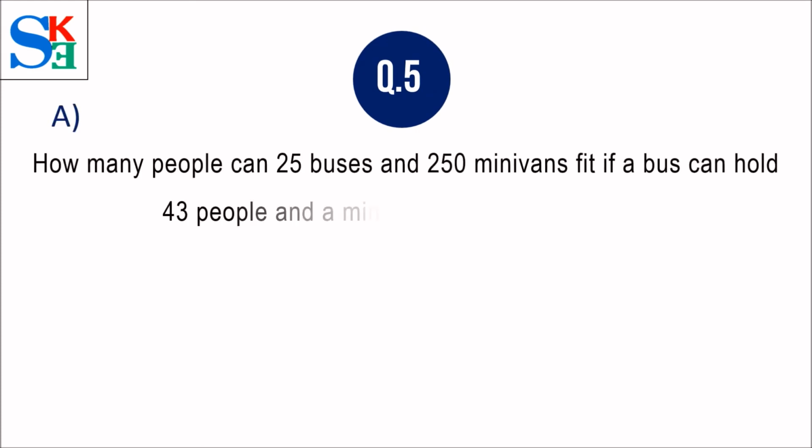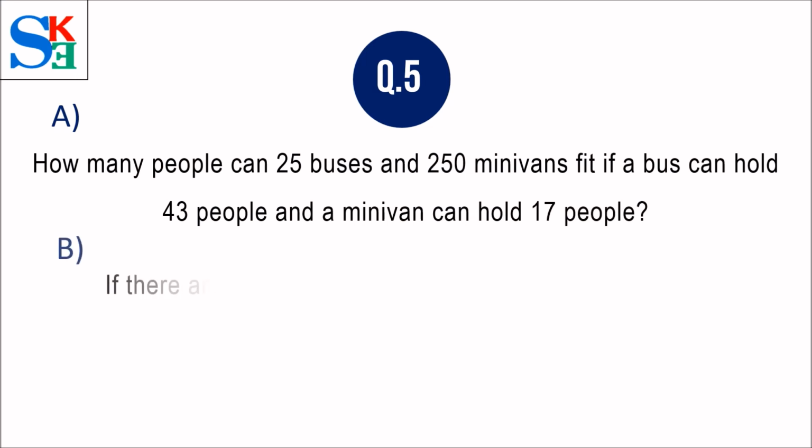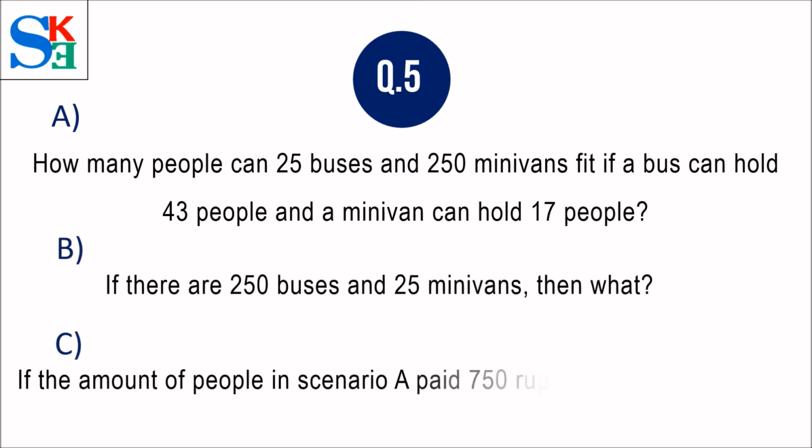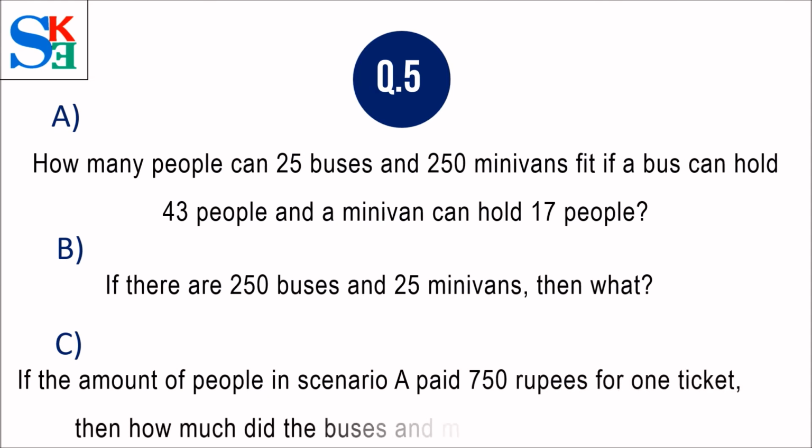5. A. How many people can 25 buses and 250 minivans fit if a bus can hold 43 people and a minivan can hold 17 people? B. If there are 250 buses and 25 minivans, then what? And C. If the amount of people in scenario A paid 750 rupees for one ticket, then how much did the buses and minivans earn in total?